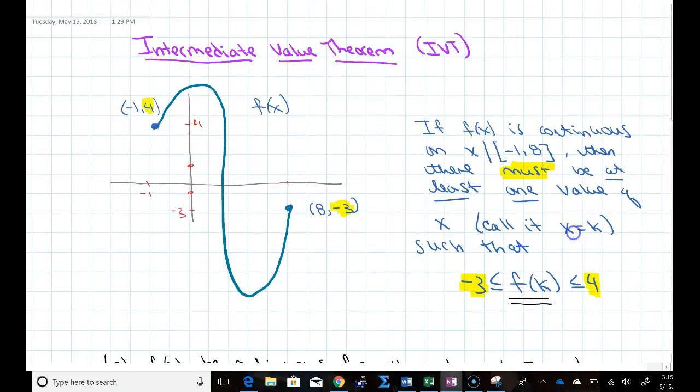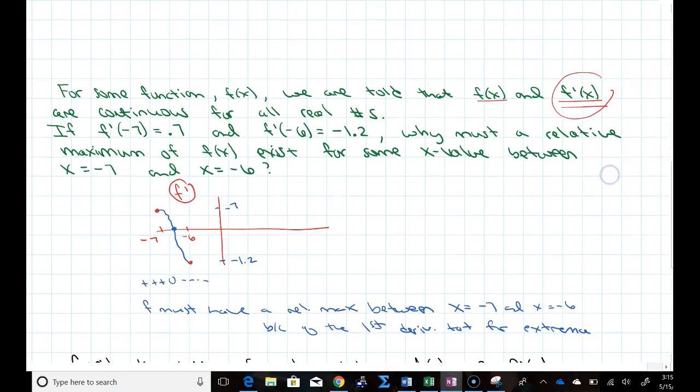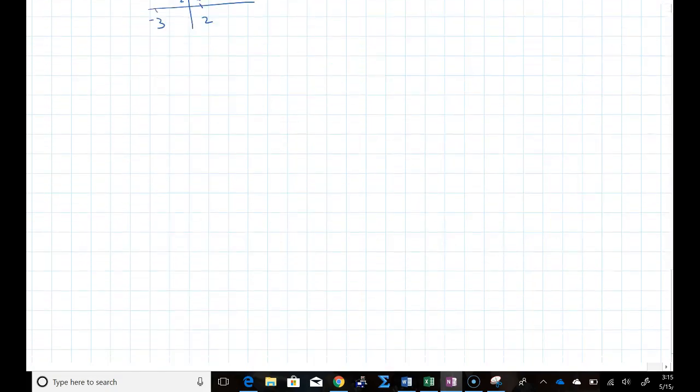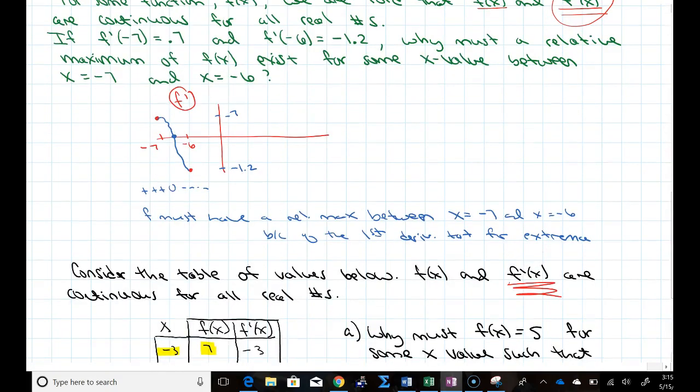There actually are not a whole lot of questions in your book about the IVT, and I told you that it's pretty straightforward. And do you agree?